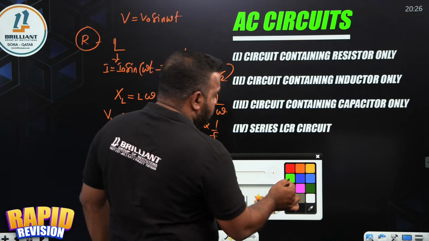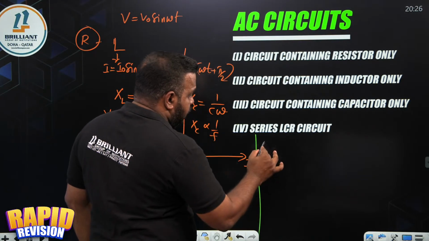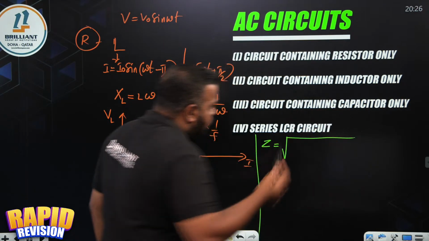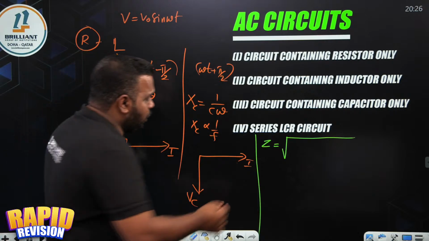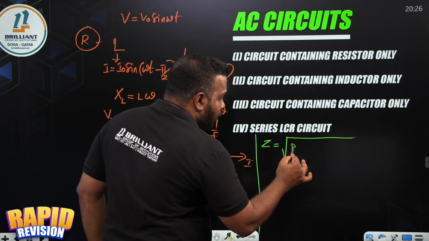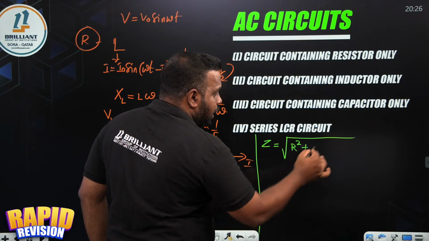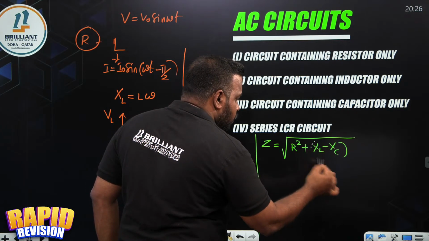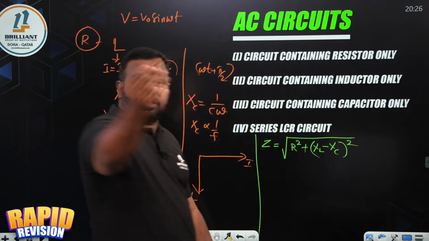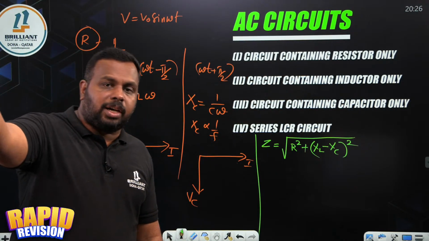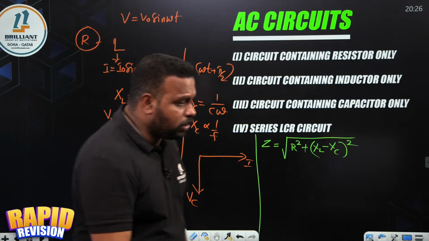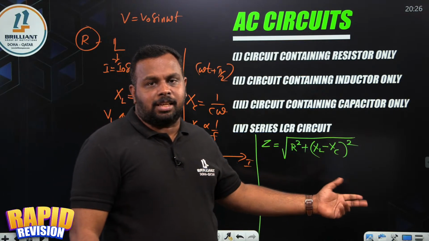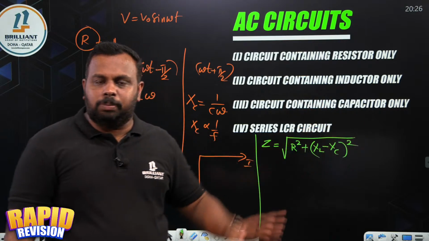What is the formula for the impedance? Impedance of a series LCR circuit, Z is equal to, students, without studying this formula, please don't go for the exam, okay? Z is equal to square root of R square plus XL minus XC the whole square. This is the formula for the impedance. There is nothing wrong if you write it as XC minus XL, because anyway there is a square, it will be the same.